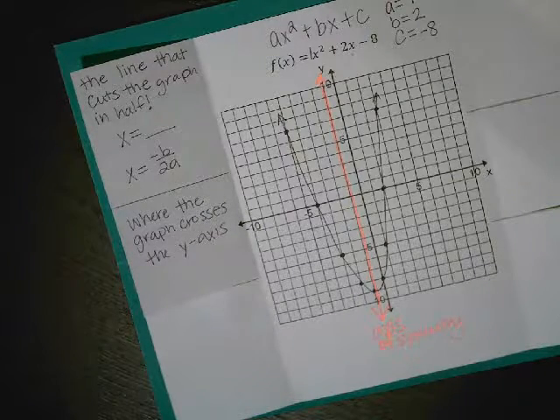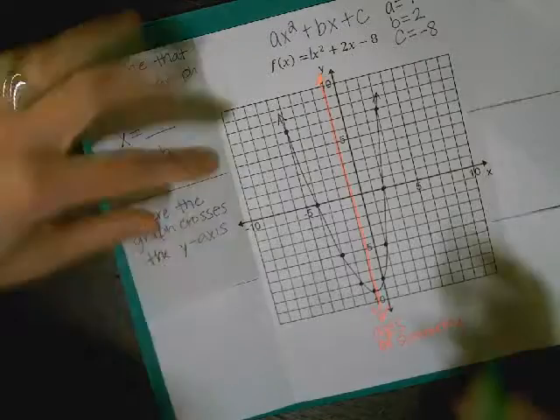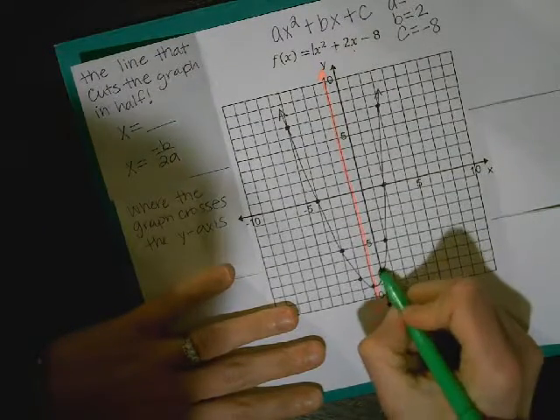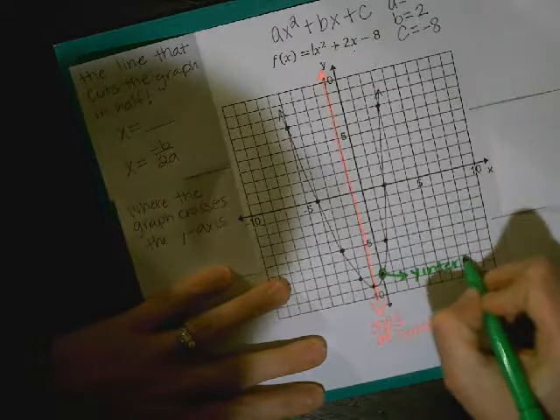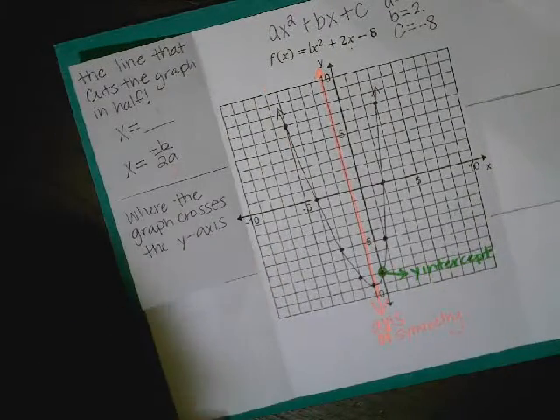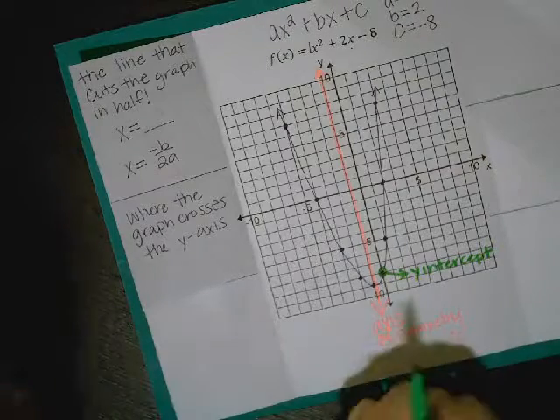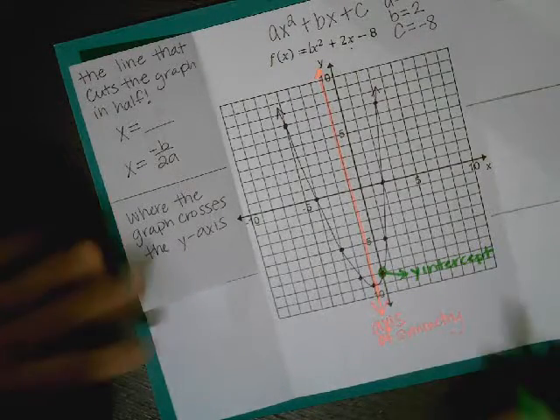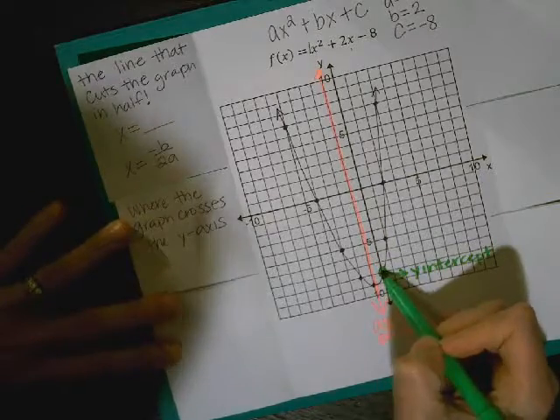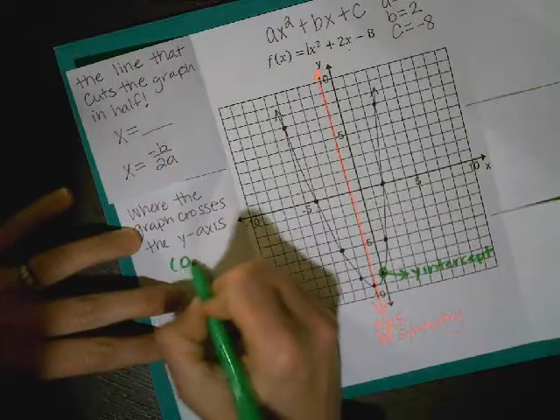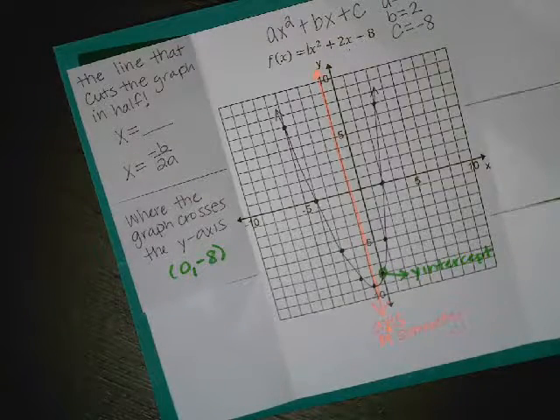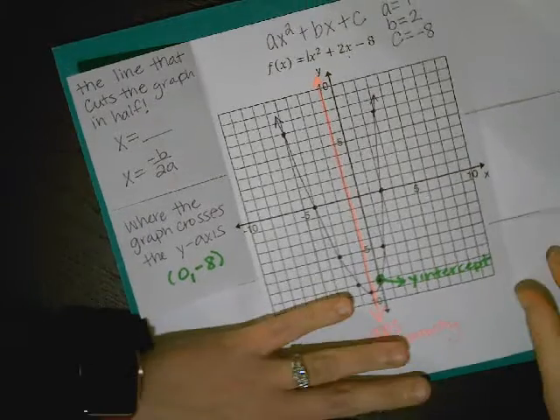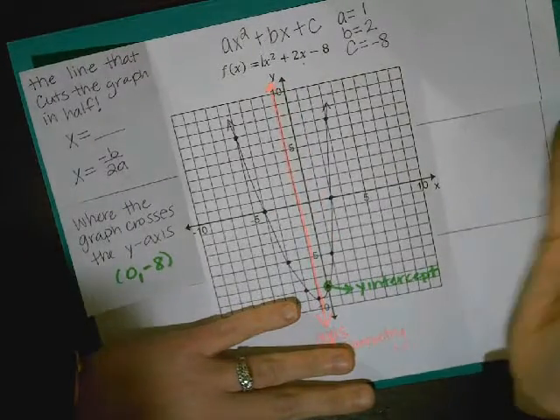So I'm going to use my green highlighter, and I'm going to highlight the y-intercept and label it on my graph. This is the y-intercept. Okay, and that y-intercept on this specific graph is at 0, -8. Okay, so the y-intercept. Alright, let's skip domain and range for just a second. We'll do those together at the end.